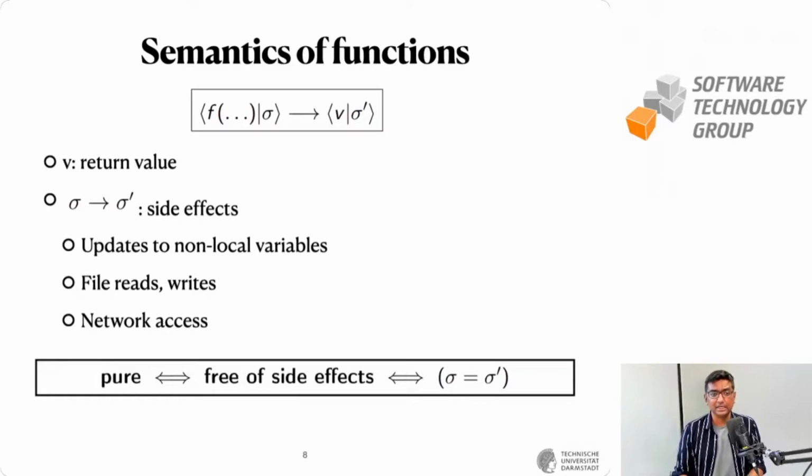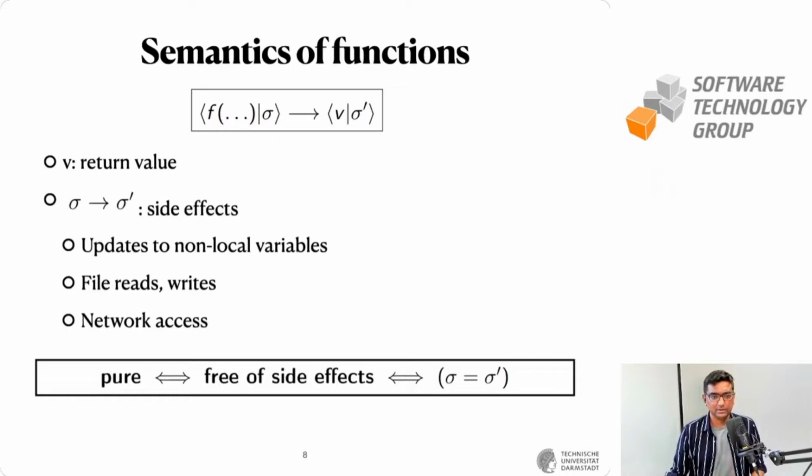Generally, the terminology pure function is used to define functions that are free of side effects. Formally, this essentially means that whatever you do or whatever your function evaluates to, the state sigma, which was before the execution of the function, and state sigma star, which is the state of your program after the execution of the function, are both the same.